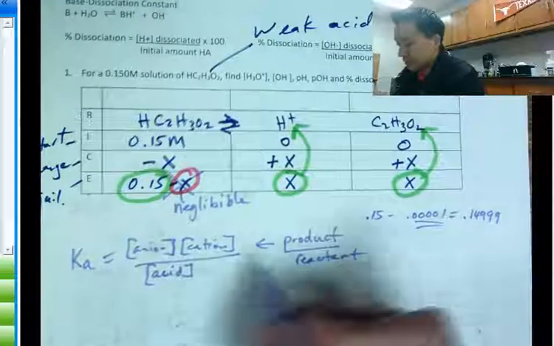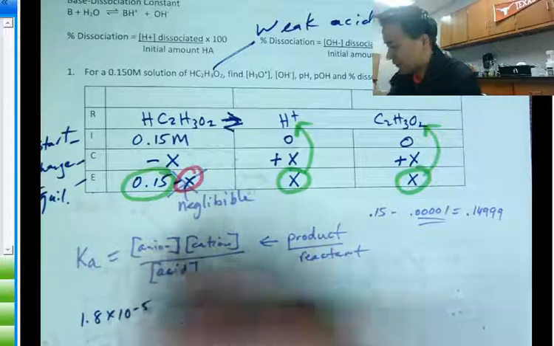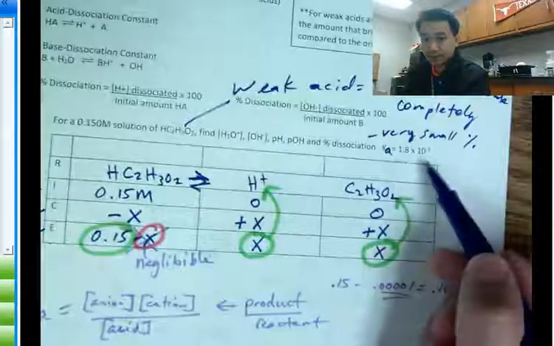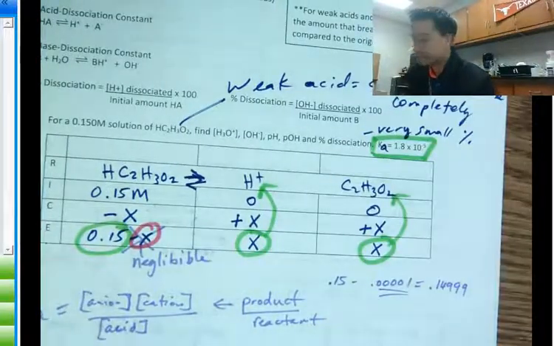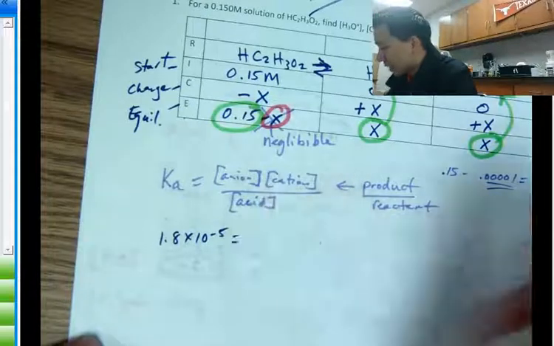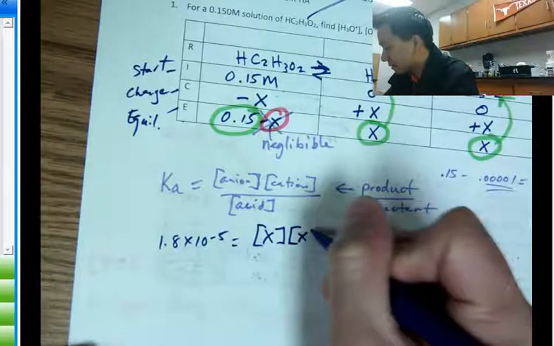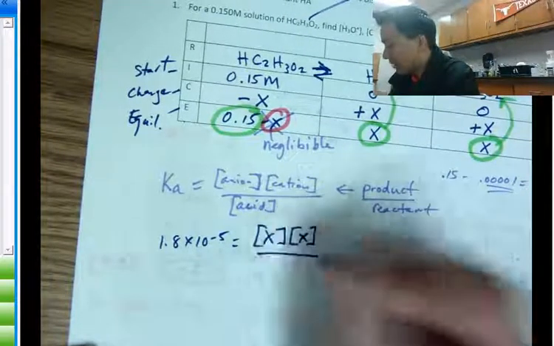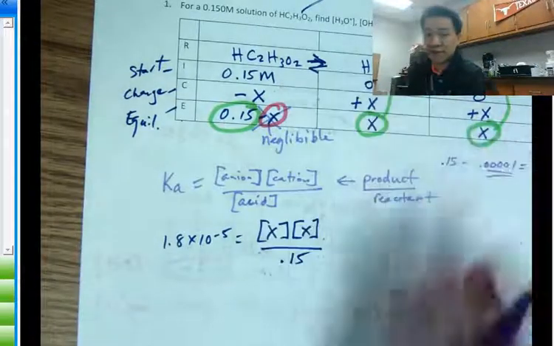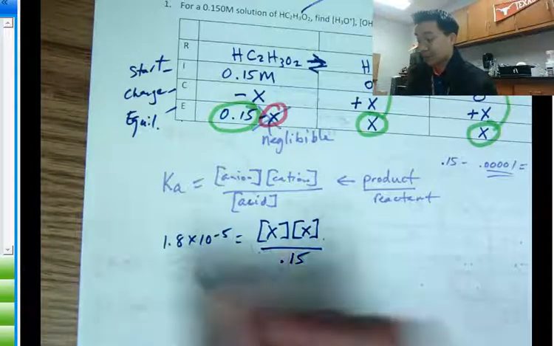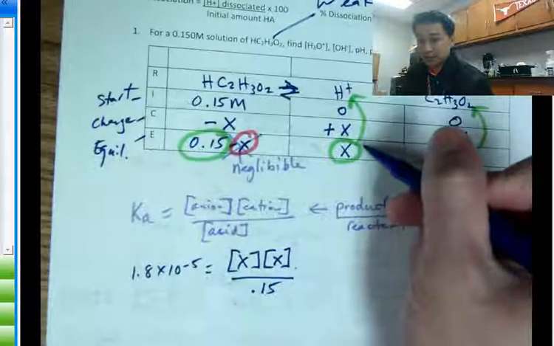So let's fill in the Ka expression. We have Ka, which is 1.8 times 10 to the negative 5, right above the table. That equals the cation x times the anion x, divided by the concentration of the acid, 0.15. Now we have to solve for this x. And remember, this x will give us our hydrogen.